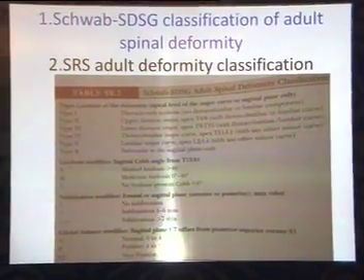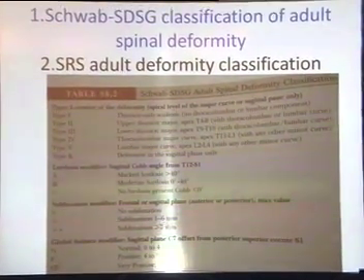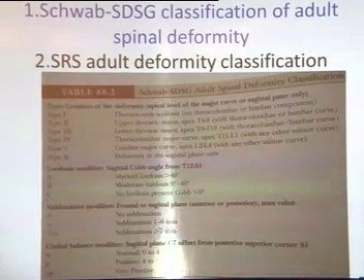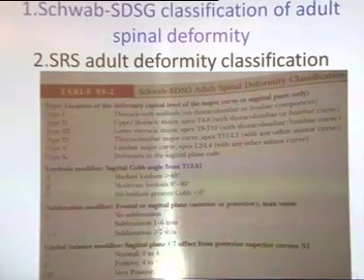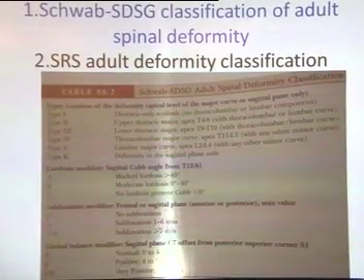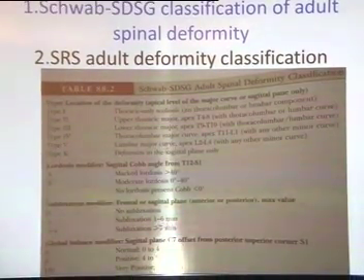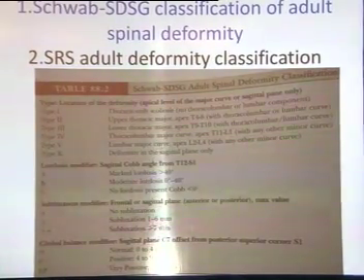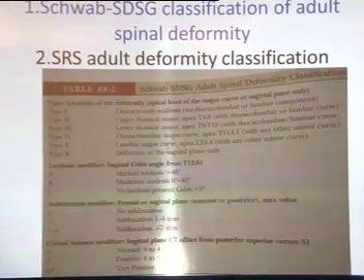The apex is from T4 to T8. And type 3 is lower thoracic major. The apex is from T9 to T10. And type 4 is thoracolumbar major curve, T11 to L1, and the lumbar curve, L2 to L4, and a K. There is the deformity in the sagittal plane.